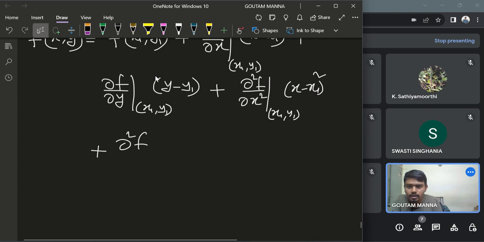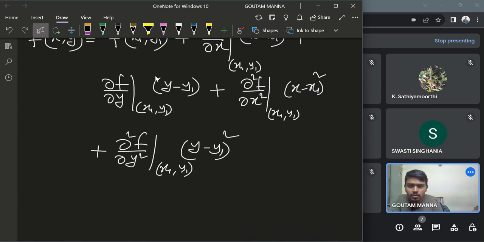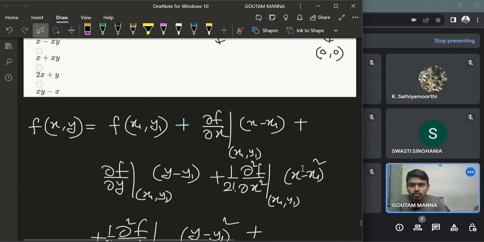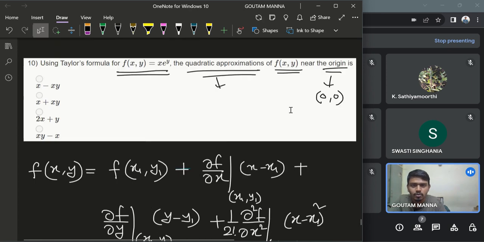plus del 2f del y2 at point x1 y1 times y minus y1 whole square, plus, sorry, there is a 1 by 2 factorial, and plus del 2f del y del x at point x1 y1 times x minus x1 times y minus y1, plus all the other terms that are in the third order. So we will not include that in the quadratic expansion.